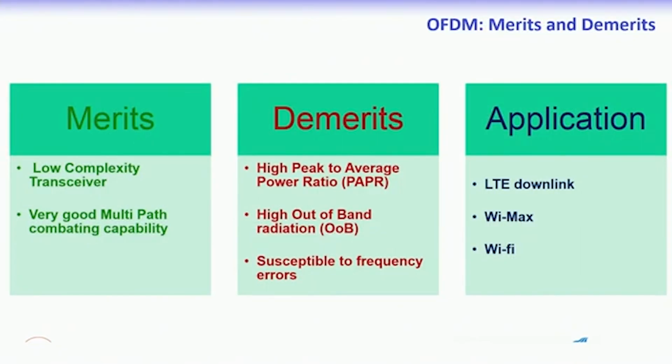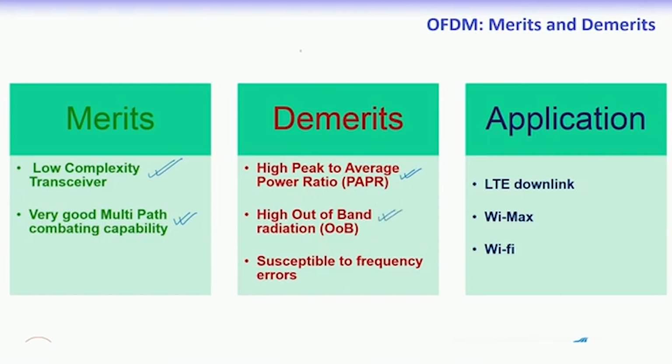So, we have always started off with the point that OFDM has a very low complexity transceiver, simply because of the FFT architecture, and good multipath combating capability. This we have discussed in the previous lectures. Demerits: peak to average power ratio we have discussed. High out of band radiation we have briefly touched upon.